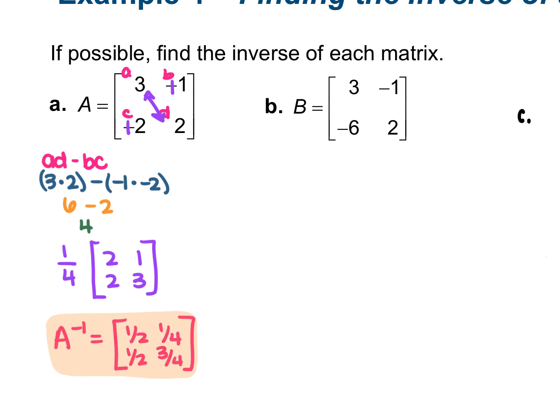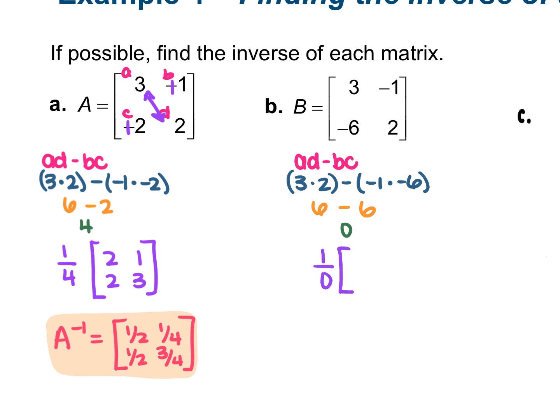For example B, you're given the matrix 3, -1, -6, 2. So first we're going to find A times D minus B times C. A is 3, D is 2, B is -1, C is -6. So that's going to give you 6 minus 6, which is 0. The inverse of 0 is 1/0.